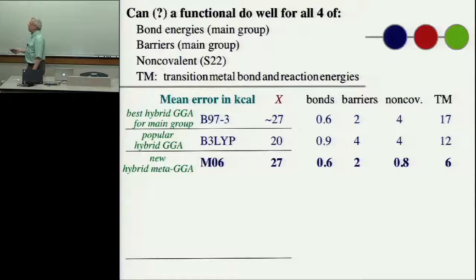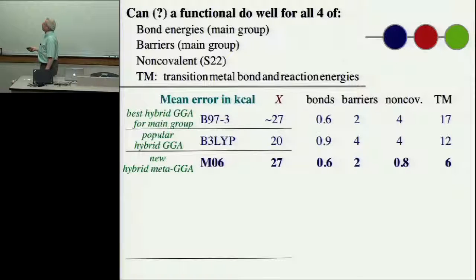Okay, we talked about B3LYP. It's a popular hybrid GGA, 20% Hartree-Fock. Average error per bond over a reasonable data set, 0.9 kcals. Barriers, 4 kcals. Non-covalent interactions, 4 kcals. Transition metals, much bigger errors, 12 kcals. Here's actually a better hybrid GGA, even though due to inertia it's not as popular as this one. It has 27% Hartree-Fock. Not inertia of the physical system, inertia of users who don't keep up with the latest functionals. 27% Hartree-Fock. It does better for bonds.